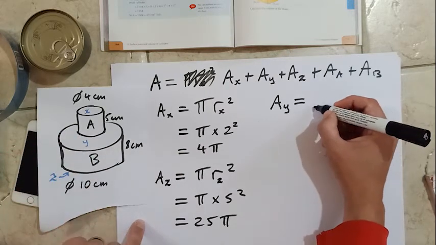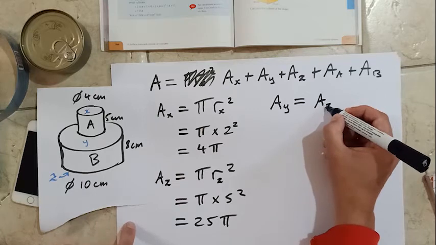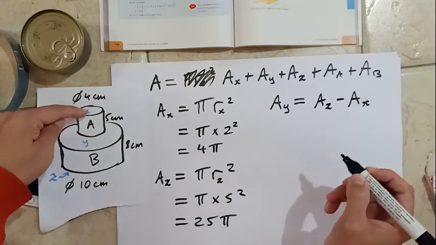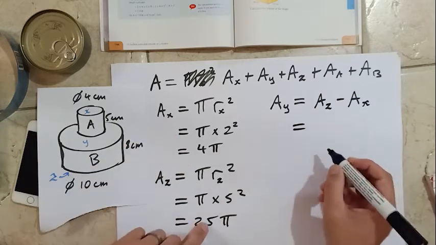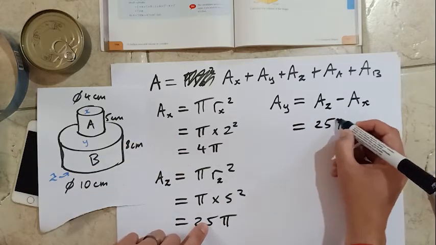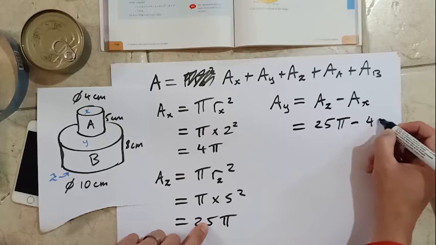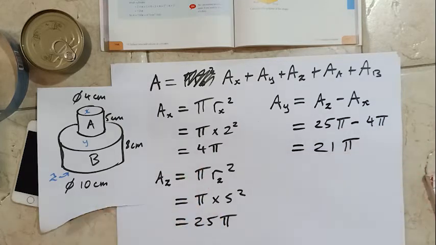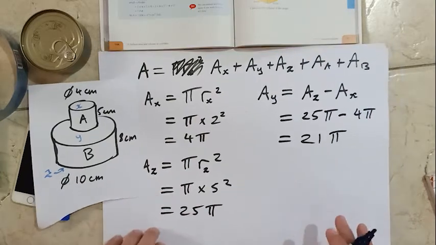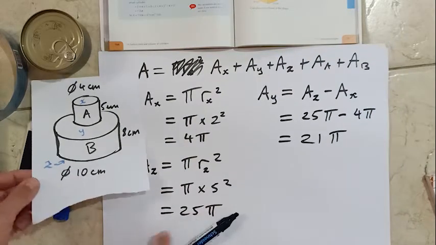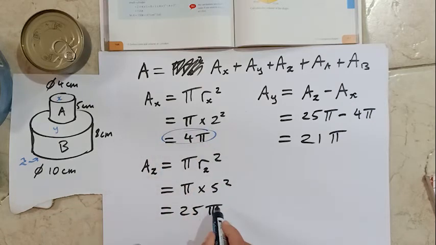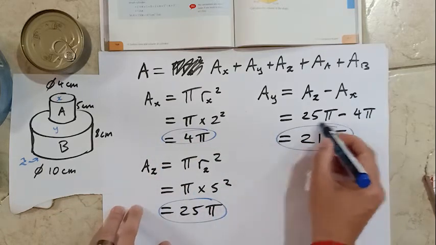So it's going to be the area of z minus the area of x, which we've already got. So 25 pi minus 4 pi equals 21 pi. You can see how keeping pi in there is super useful. Okay, let me just highlight some of these now for the moment. So we've got that one there, we've got this one here, we've got this one here.